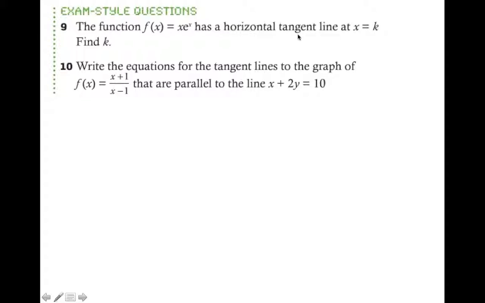Horizontal tangent line. Horizontal means a line that is left to right, right? It has no slope. It is just a flat line like this, like I'm moving the cursor. So a horizontal line has no slope. That's where you would begin this problem. So we're looking for somewhere on this curve, this function, that has no slope. Where is there no slope?